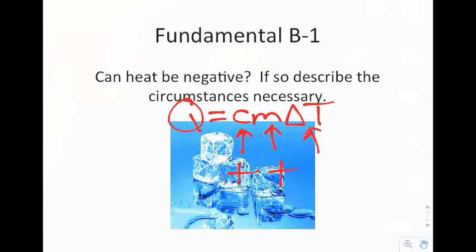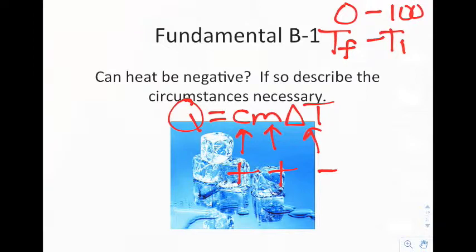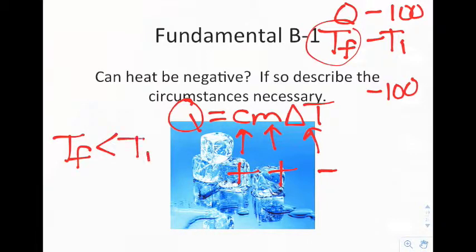The delta T, though, on the other hand, can be a negative number. Remember, delta is the final temperature minus the initial temperature. So if you have the final temperature being something like 0 and the initial temperature being something like 100, that would give you a value of negative 100. In other words, the final temperature has to be less than the initial temperature, so the object has to be cooled. If you cool the system down, then you have a negative heat because you're taking heat out of the system.